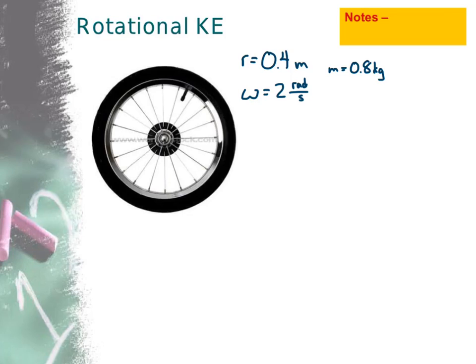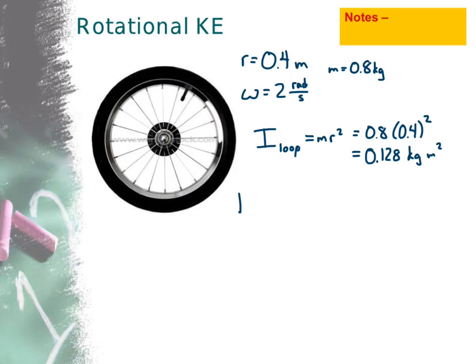So let's apply our kinetic energy formula. Oops. Forgot to say that one of the things in that kinetic energy formula is the moment of inertia, and it turns out the moment of inertia for a loop is m, its mass, times its radius squared. So if I were to calculate m times r squared, I would find that I get a moment of inertia equal to 0.128 kilogram meter squared.